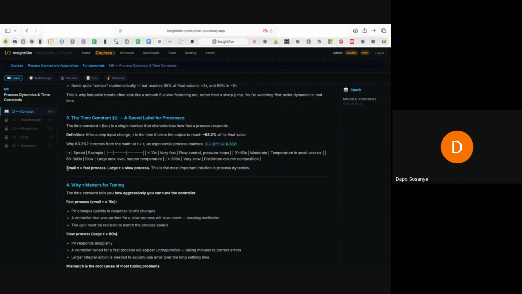So a small tau equals fast processes, or process rather. Large tau equals slow process. This is the most important intuition in process dynamics.